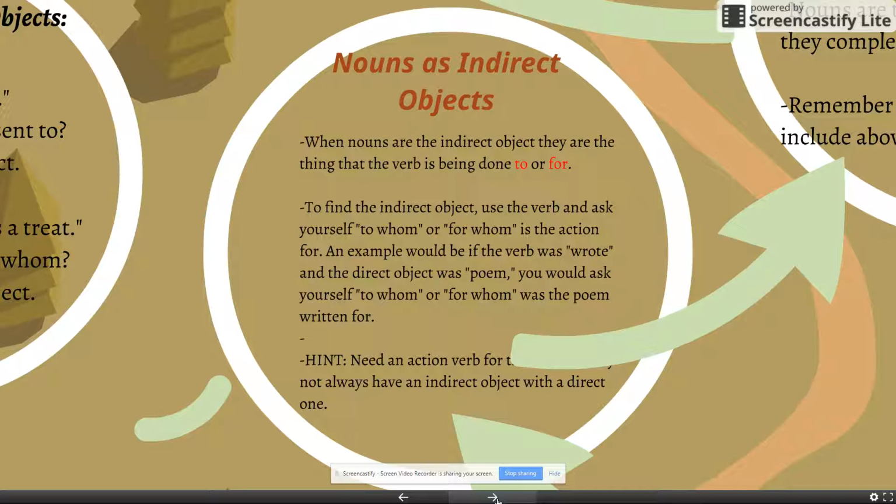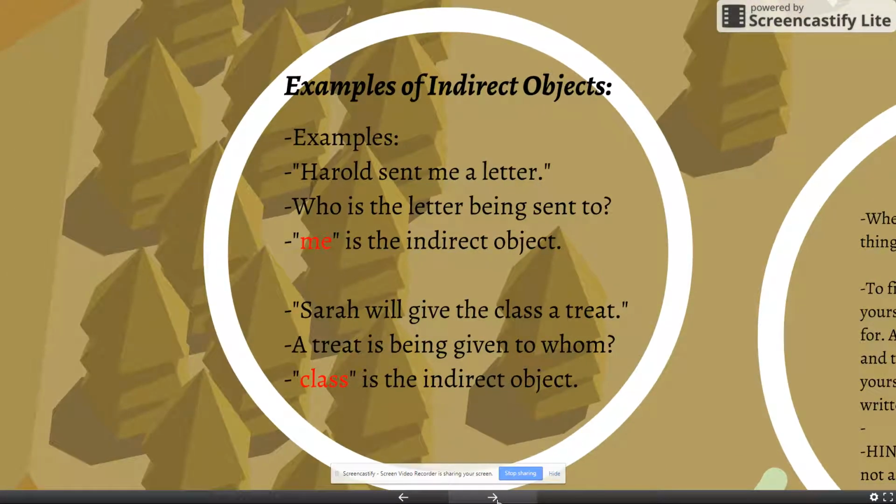He wrote Mary a poem. In that case, Mary is the indirect object. Poem would still be the direct object because it's receiving the action of writing. Once again, you will not have an indirect object unless you have an action verb. Here are some examples. Harold sent me a letter. Harold, what did he send? He sent a letter. Letter is the direct object. To whom or for whom is the letter being sent? Me. So me is the indirect object.